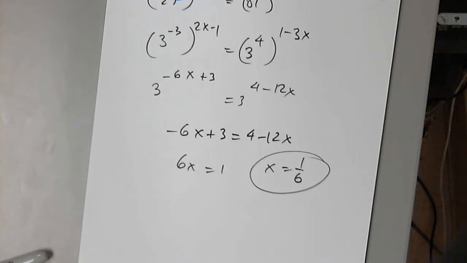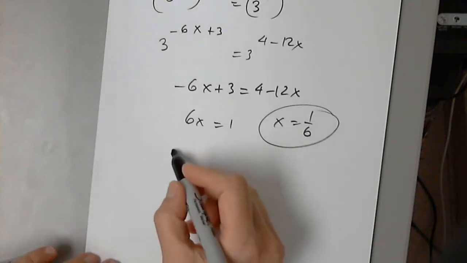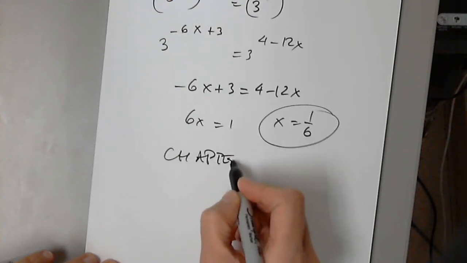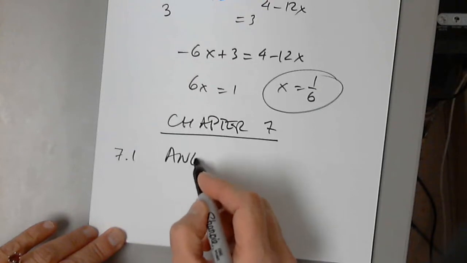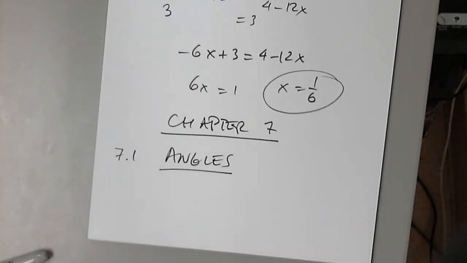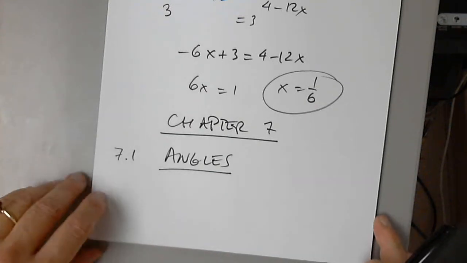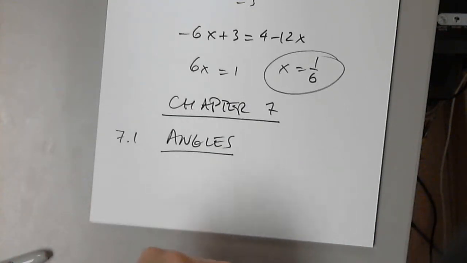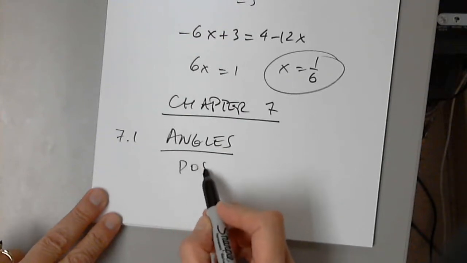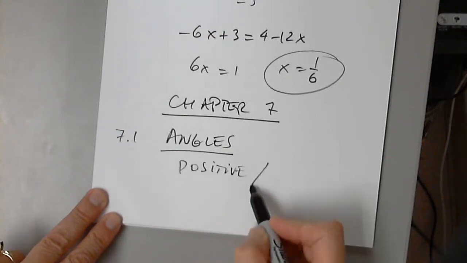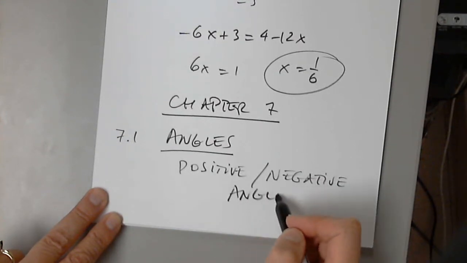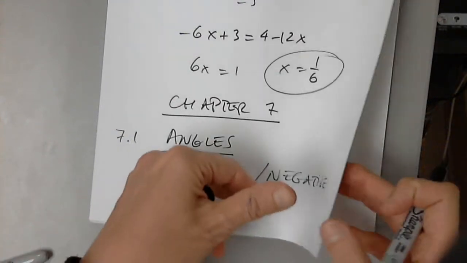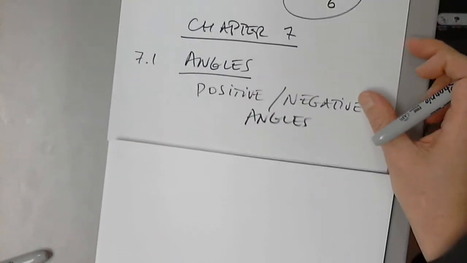We are starting trig today. So let's talk about angles. Chapter 7. So 7.1, we're talking about angles. There are several types of angles that we need to review or look at. So first of all, positive and negative angles. That's one category. That's our first step. Okay.